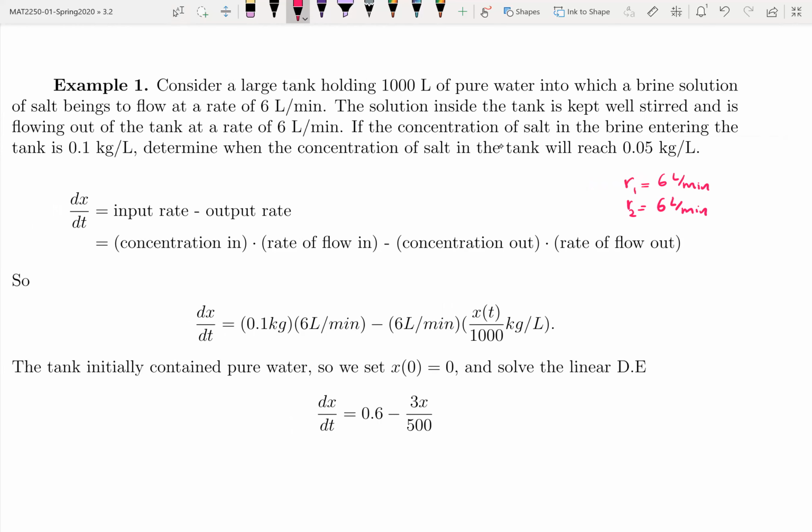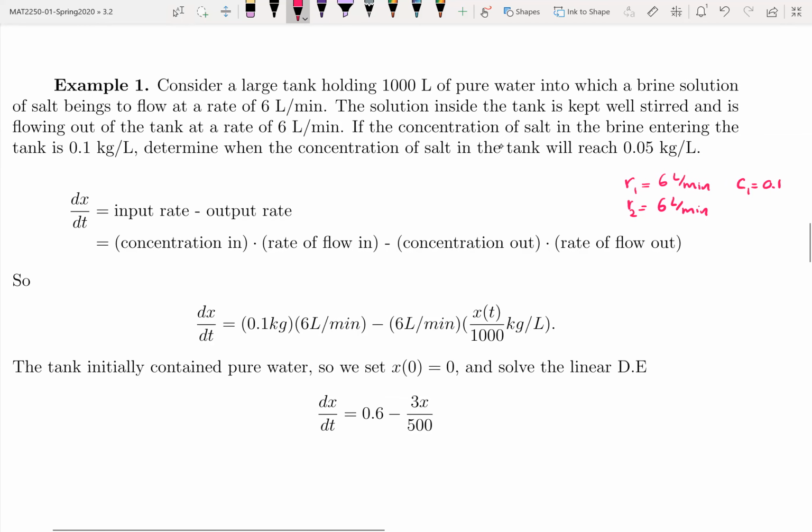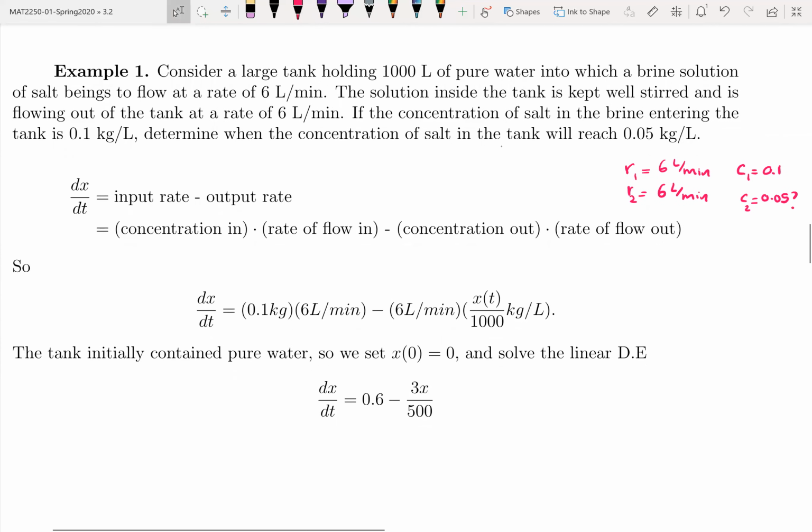And then the concentration for entering. So at the beginning, the concentration was 0.1 kg per liter. Determine whether the concentration of the salt will reach the value of, so that's the question, whether this value is true or not. So for the concentration at the end, with rate in and rate out staying the same, is it changing to that value of 0.05?